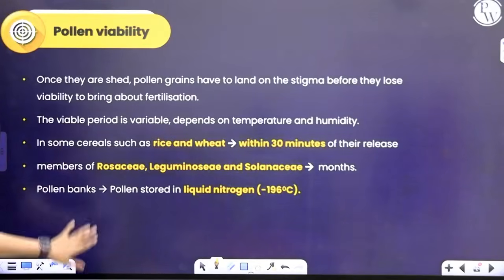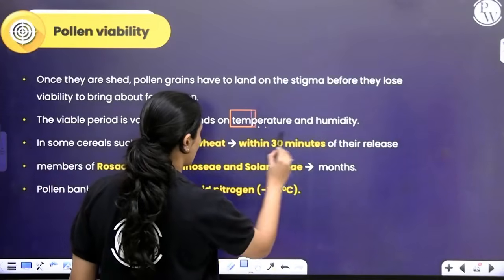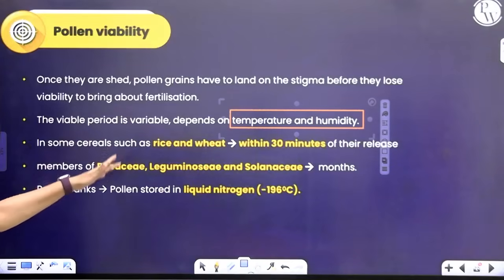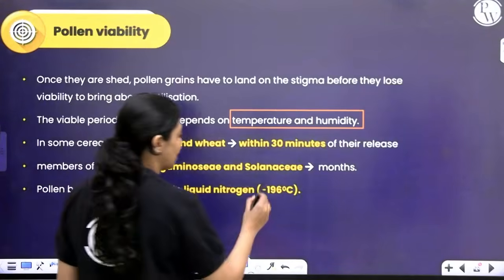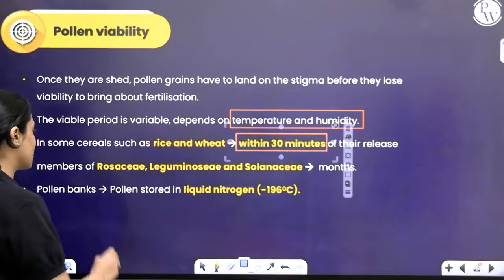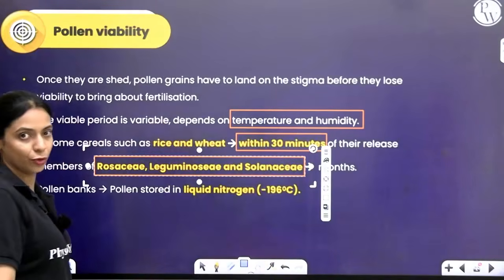The viable period is variable. It depends on a lot of factors like temperature and humidity, of course. And in some cereals like rice and wheat, within 30 minutes of release, they will lose their viability. And in members of Rosaceae, Leguminosae and Solanaceae, it can last for a few months.